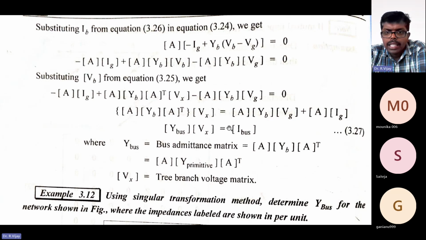So this is a very, very important formulation where Y bus is equal to A into Y primitive into A transpose. We are going to use this in the problem for solving the formation of the bus admittance matrix by using the singular transformation method. This is how we need to calculate: Y bus equal to A into Y primitive into A transpose.